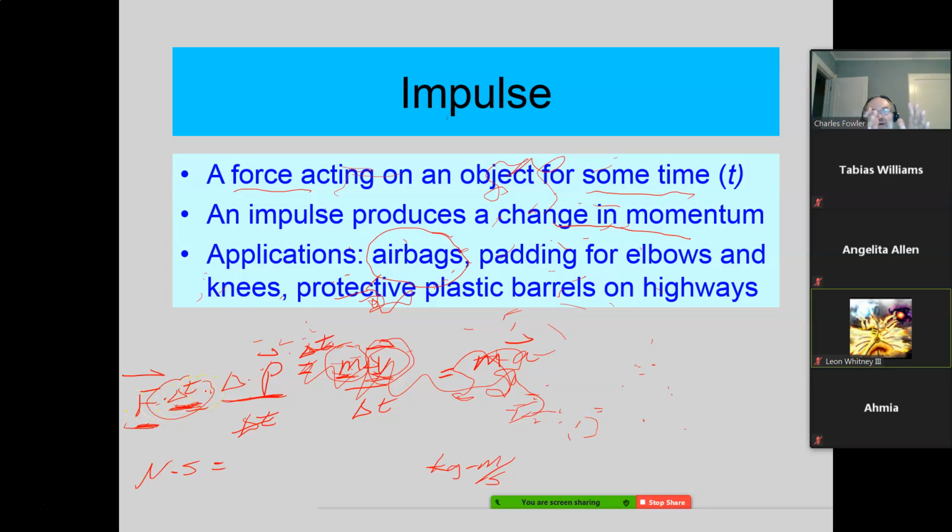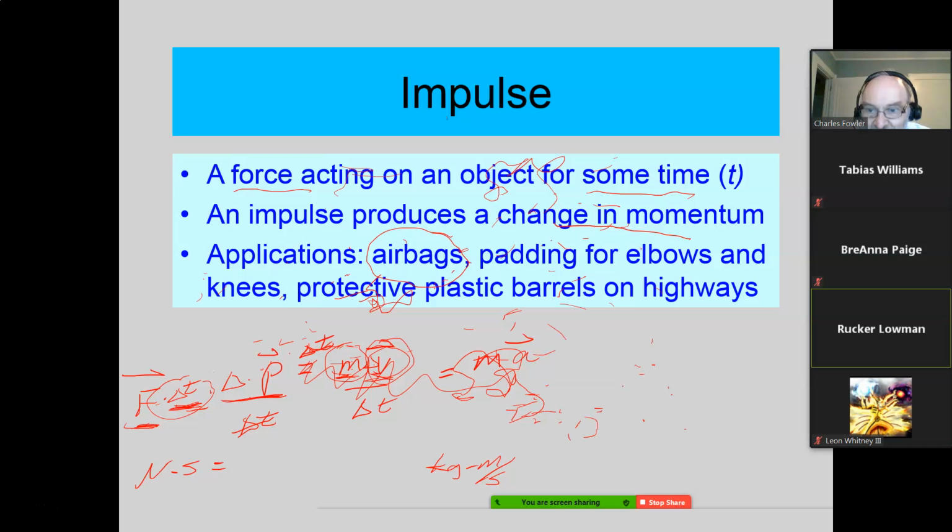Nowadays they have either cushioning in there, or sometimes plastic barrels and things like this, so now the time interval is a much longer time interval, reducing the force. So the impulse of your collision, the change of momentum, is the same, but the force is much reduced if you've increased that time interval. Does that make sense?